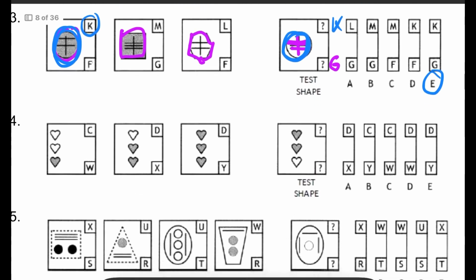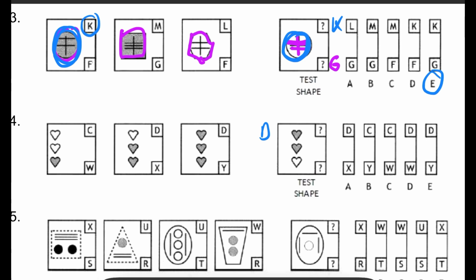Next question. So these two both have a D as the first letter, and they both have three hearts in the middle of the box, same as this one. So the D will be the first letter. D.